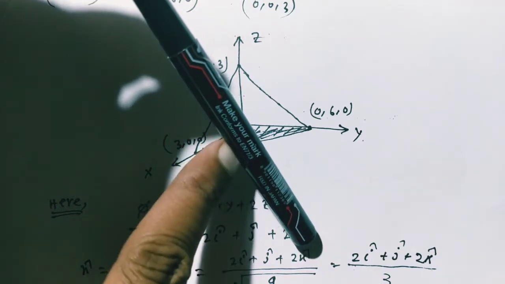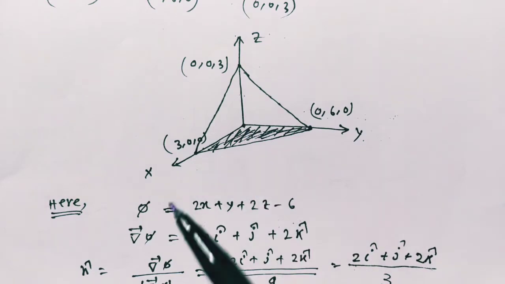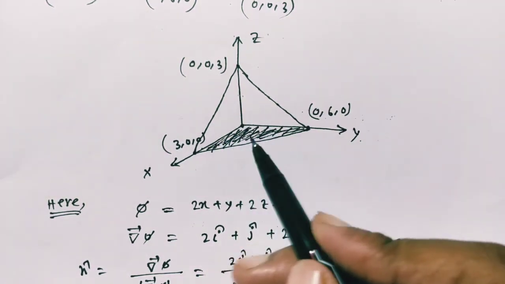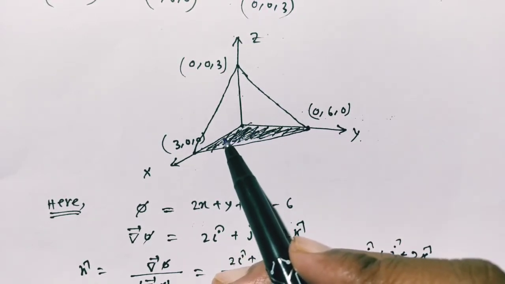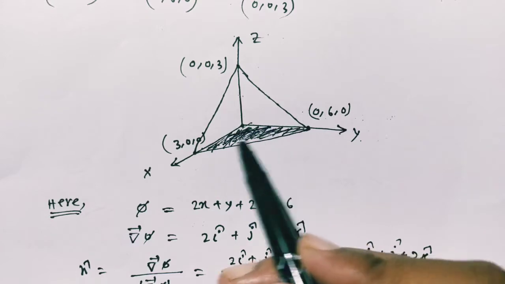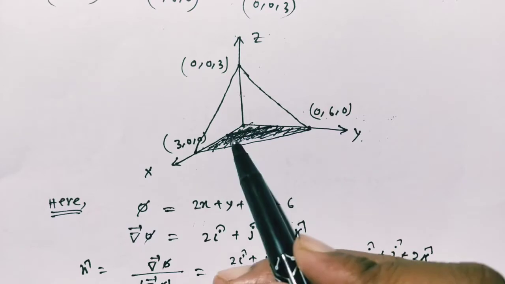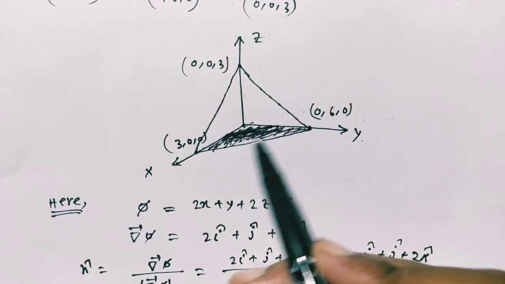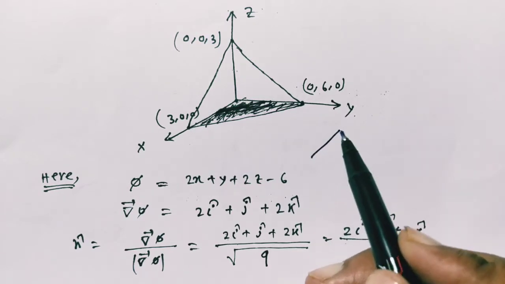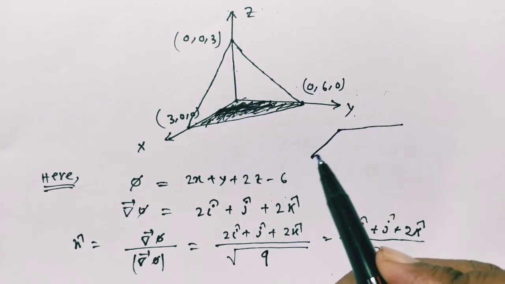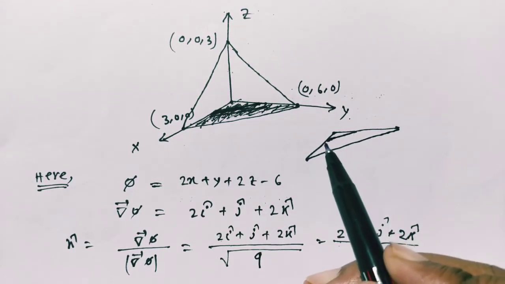What is this plane? This plane is on the y axis. This is actually the projection on the xy plane. So in the xy plane, we first have to integrate from 0 to this strip. I would like to draw this strip over here.